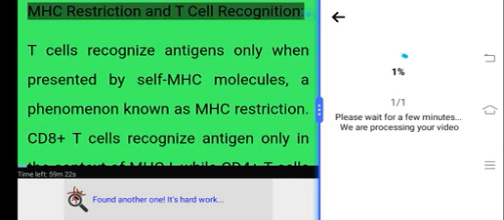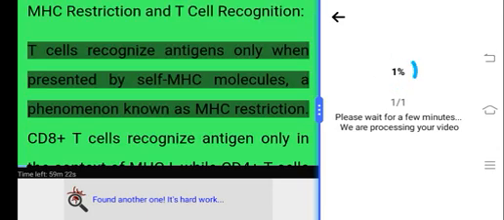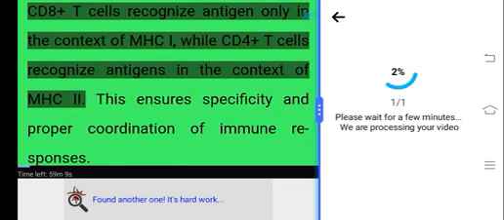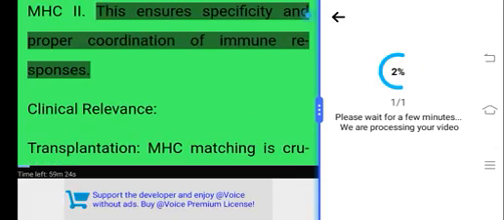MHC restriction and T cell recognition. T cells recognize antigens only when presented by self-MHC molecules, a phenomenon known as MHC restriction. CD8+ T cells recognize antigen only in the context of MHC1, while CD4+ T cells recognize antigens in the context of MHC2. This ensures specificity and proper coordination of immune responses.